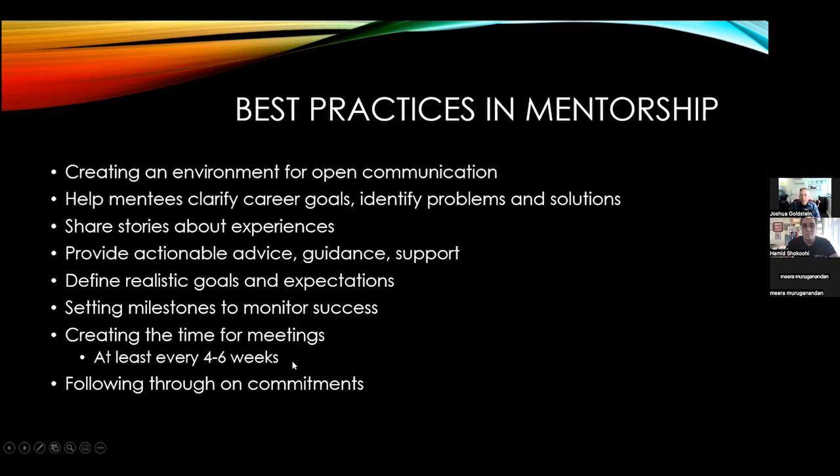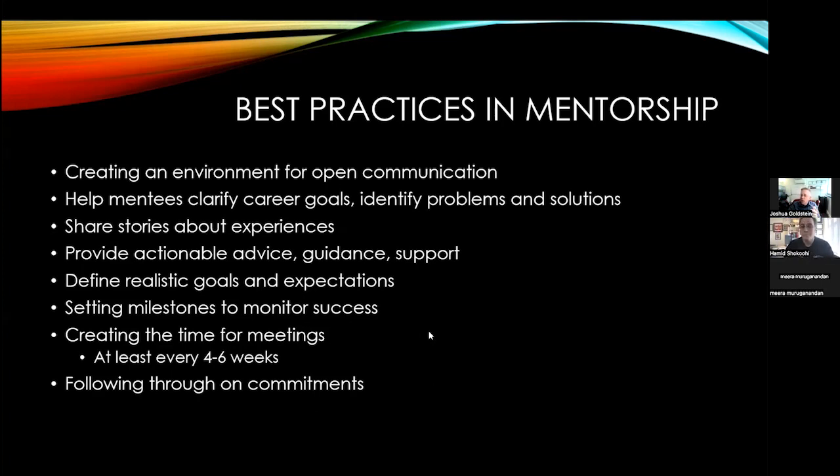Someone who will create the time for meetings. If someone does not have time to meet with you every 4 to 6 weeks, you may not need that, but sometimes you will need that. And somebody should be able and willing to make that commitment to you. And they should follow through on their commitments. If they commit to you to spend time, energy, and thought, they should follow through on it. That's really what you're looking for in a mentor.